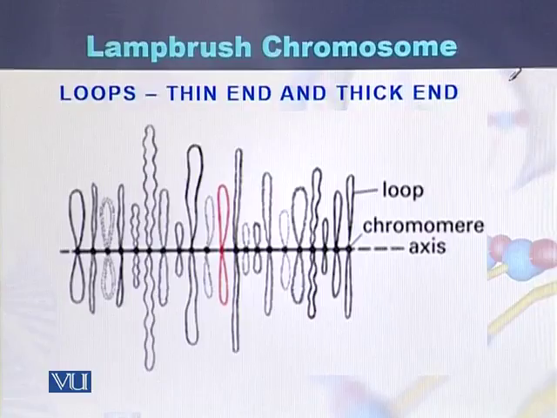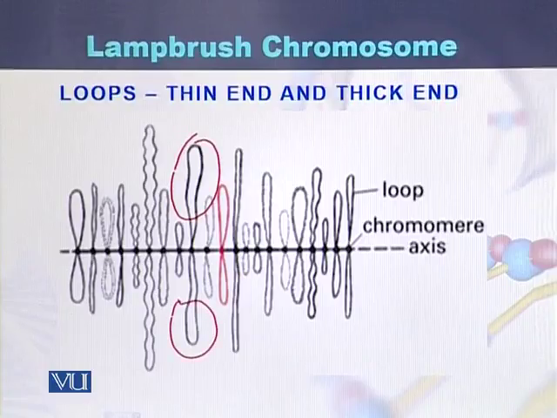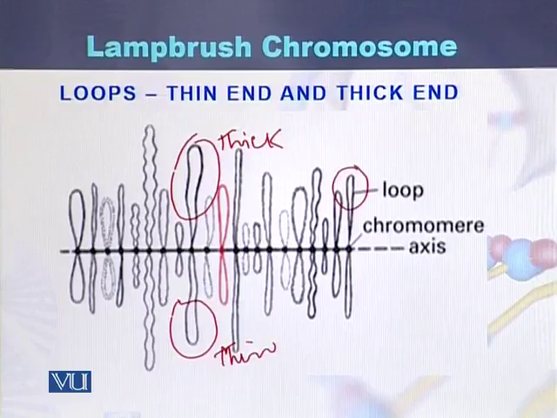If we see this loop, we can see that it is thick while on the other end it is thin. So this is the thick side of the loop and this is the thin side of the loop. The same is true for other loops, like here we can see this end is thick while this end is thin. So loops which are attached to the main chromosome axis have two ends. One end is thick while the other end is thin.